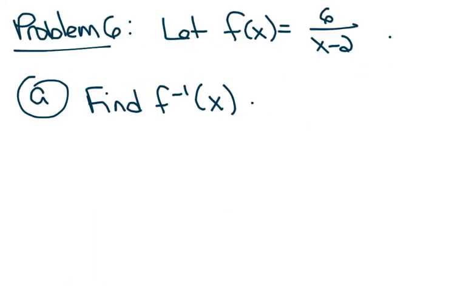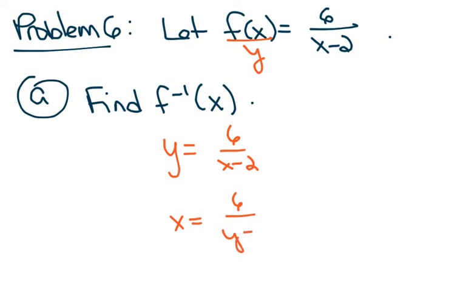So let's look at the function f of x is equal to 6 over x minus 2 and start by finding the inverse of this function. Remember, in order to find the inverse, we're going to start by flip-flopping x and y. Since f of x is the same thing as y, we're going to start with y is equal to 6 over x minus 2. Let's flip x and y. x is equal to 6 over y minus 2.